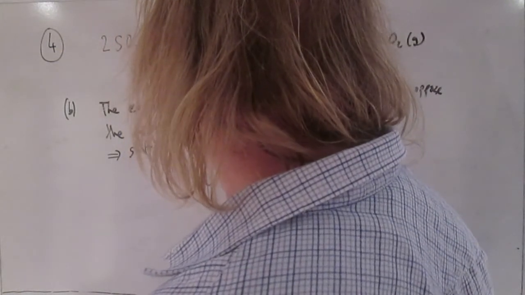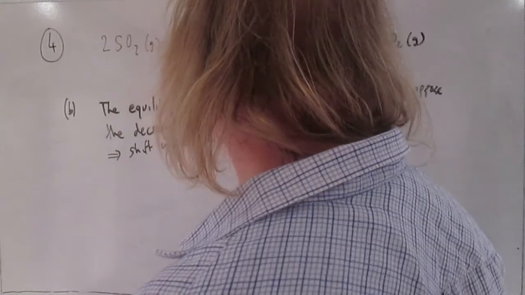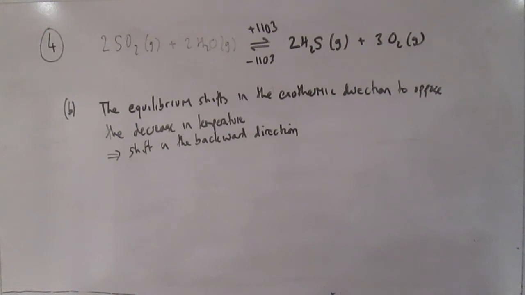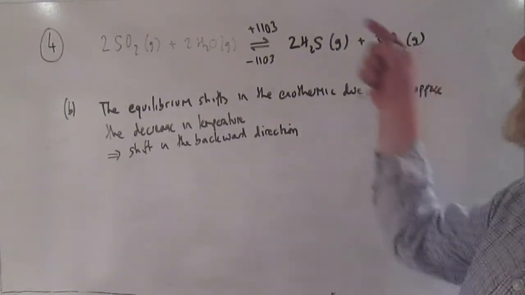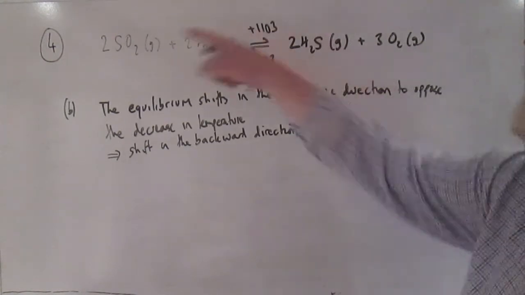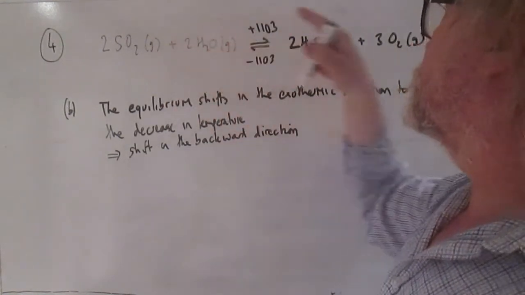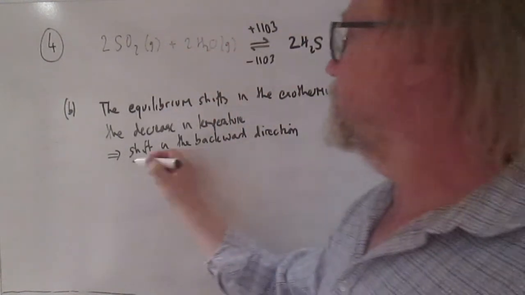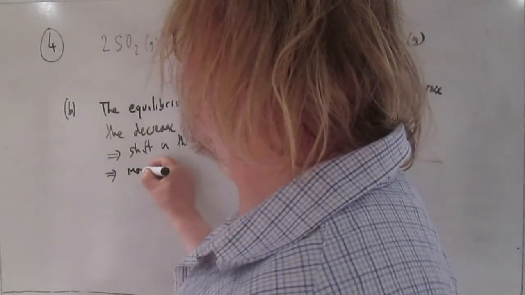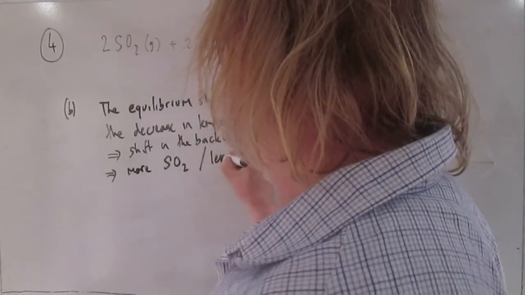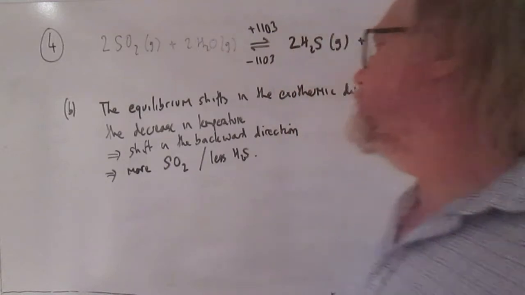But you can't just leave it there, because the question didn't say which direction will it shift in. It said what will happen to the ratio of SO2 to H2S. So you can see if it shifted in the backward direction, you're going to get more SO2 and less H2S. So you can say that, or you can say that the SO2 to H2S ratio increases. Okay, but I think most people just did it like this, and that was fine. So more SO2, less H2S will be the consequence.